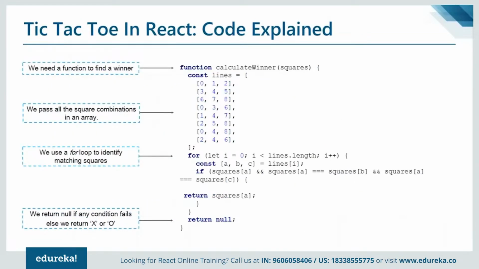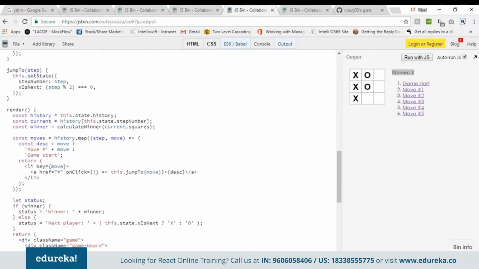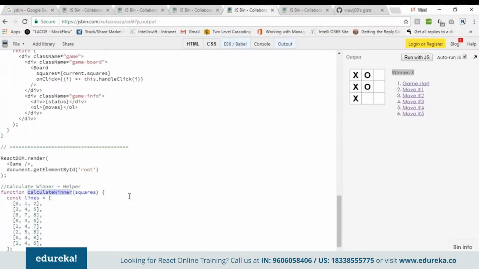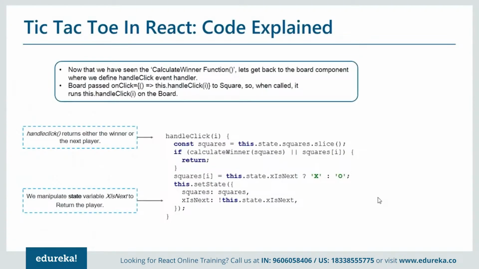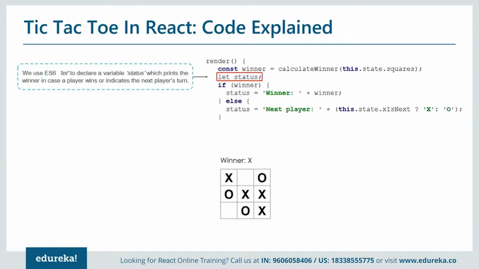Then we have a function calculateWinner, which is used to find the winner. As you can see over here, this is the calculateWinner function, which finds who the winner is, whether X or O. Then we have multiple other functions to handle click, which return either the winner or the next player. Finally, using let, we declare a variable status, which prints whether the winner is X or O.